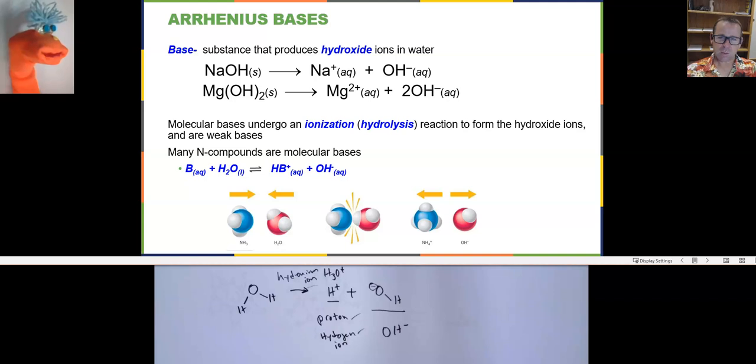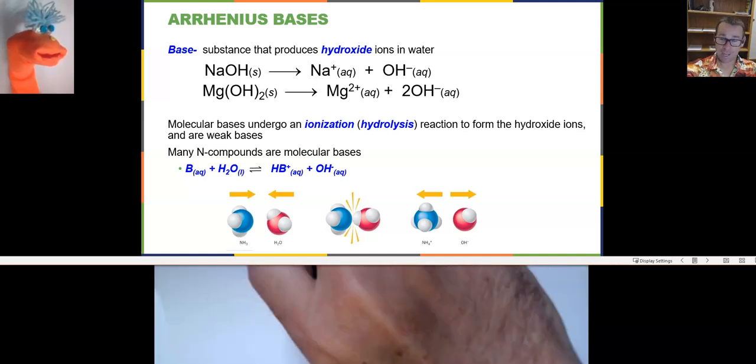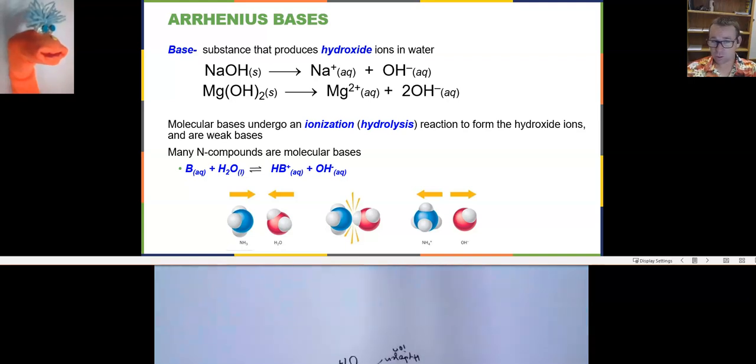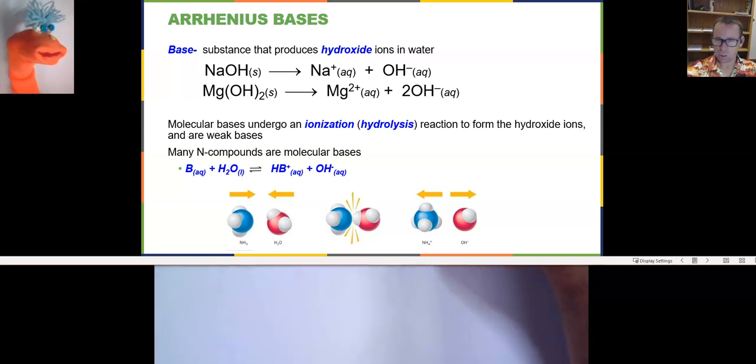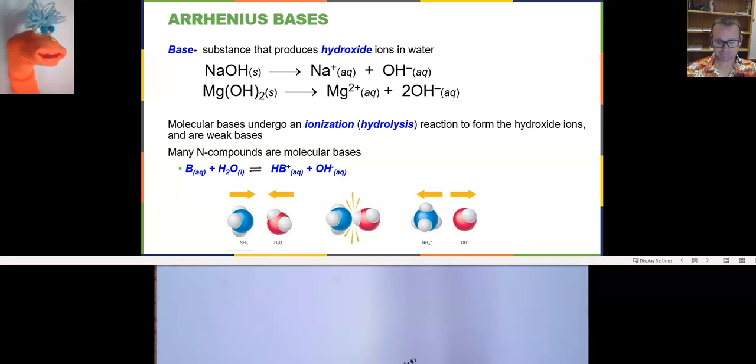So the definition of an acid was a compound that when placed in water, the hydrogen ion results. The definition of a base is a compound that when placed in water, the hydroxide ion results. Some people simplify this to say an acid is a hydrogen donor, and a base is a hydroxide ion donor. It donates a hydroxide ion. That's a fine perspective to have on it.